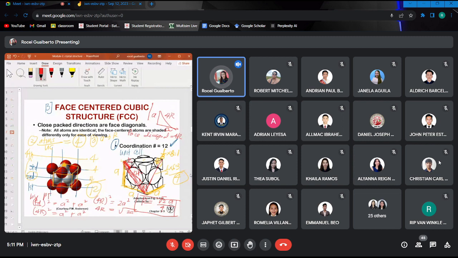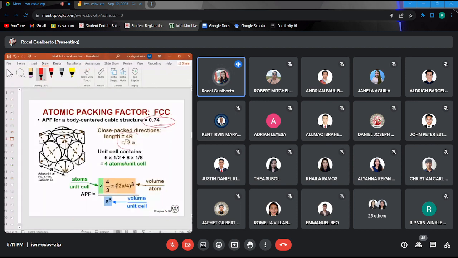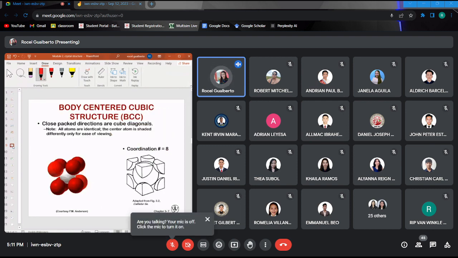So this is what we solved earlier. You have there the APF for FCC is 0.74. This is the relationship between R and A: R is equal to square root of 2 times A over 4. We go to the next one, letter C. Another crystal structure, we call it the BCC, the body-centered cubic structure. See the arrangement now.